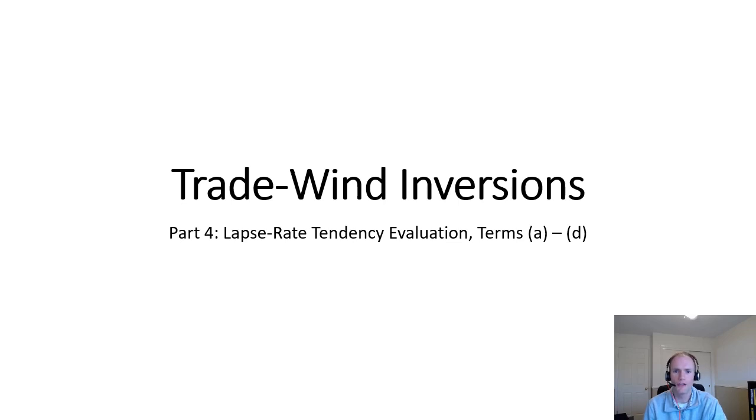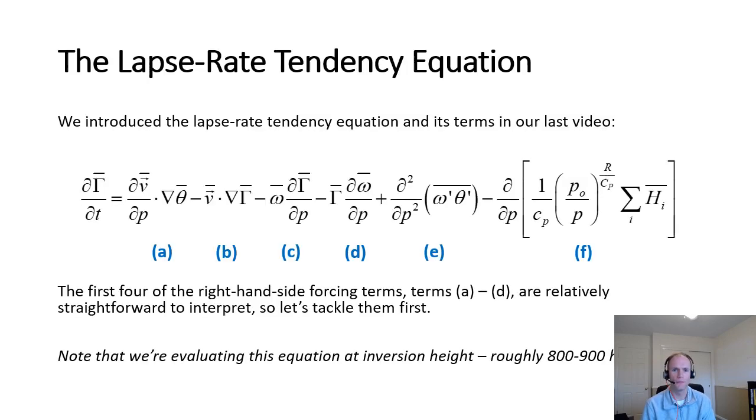Hi, and welcome back to the fourth of our five-part video series on trade wind inversions. In this video, we're going to take a look at the first four forcing terms to the lapse rate tendency equation, as they're a little bit simpler to evaluate than our remaining terms, which deal with cloud processes as well as diabatic heating. So let's go ahead and dig right on in.